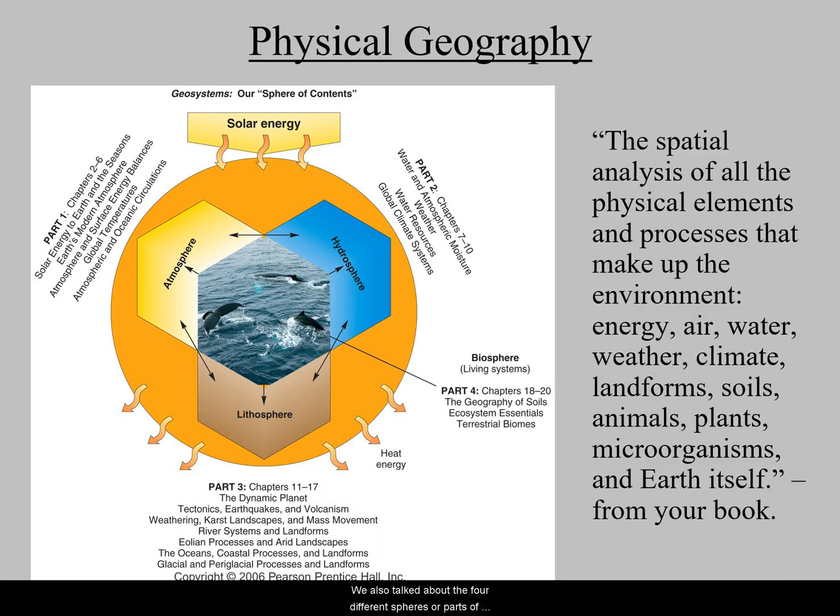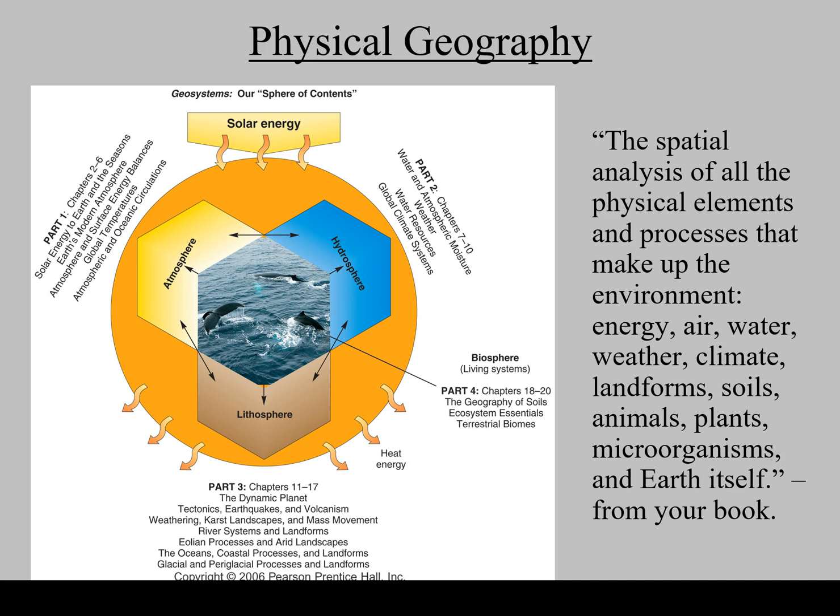We also talked about the 4 different spheres or parts of the textbook and topics that we will be talking about throughout the semester. So physical geography, from the standpoint of our textbook, is broken down into 4 parts. The first part is what we will be talking about for the next couple weeks: identifying the solar system in relationship to the Earth and seasons, the Earth's modern atmosphere, atmosphere-surface energy balances, and global temperatures and atmospheric circulation patterns, as well as oceanic patterns. And we define this sphere as the atmosphere.